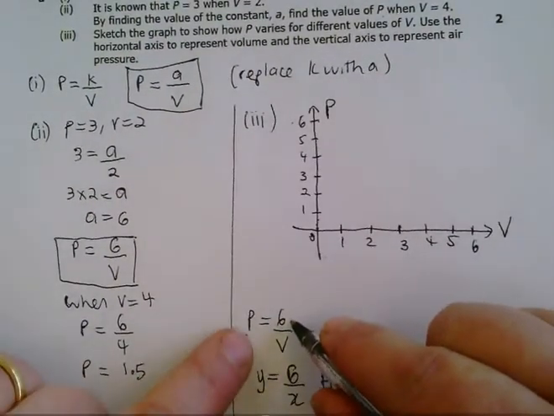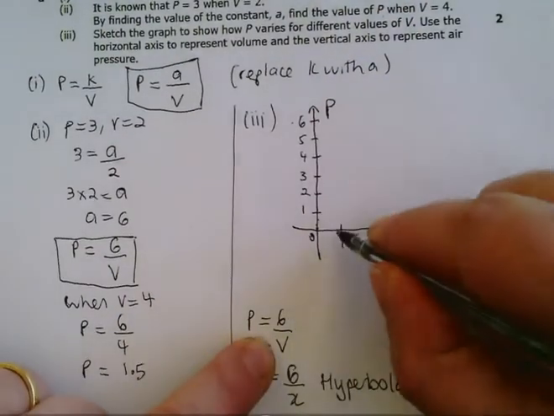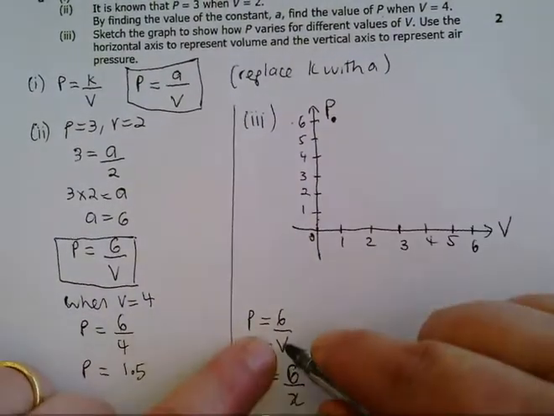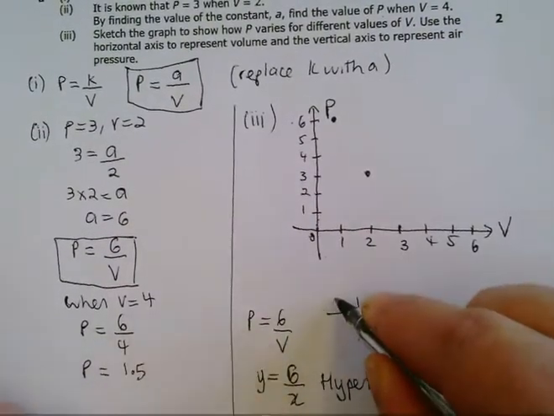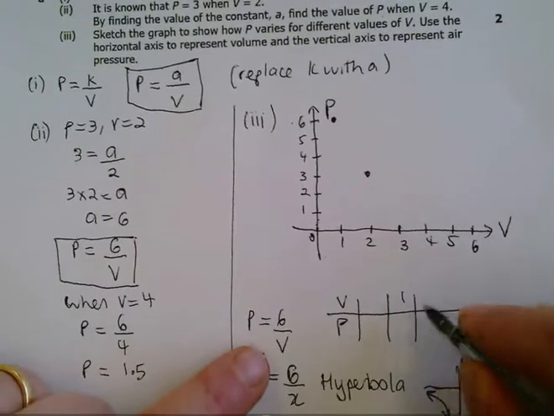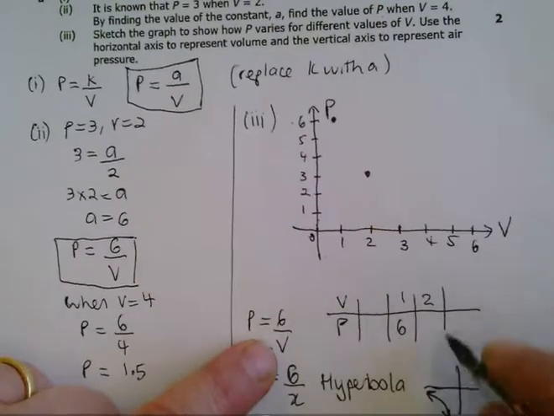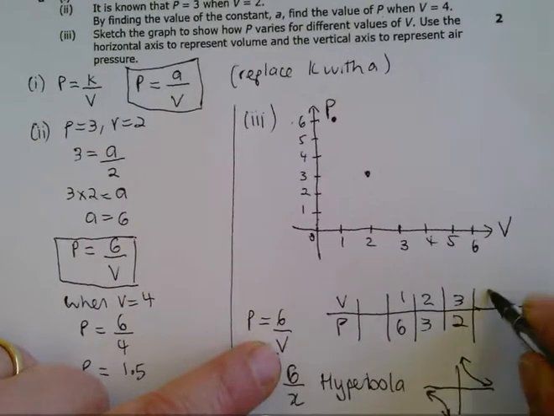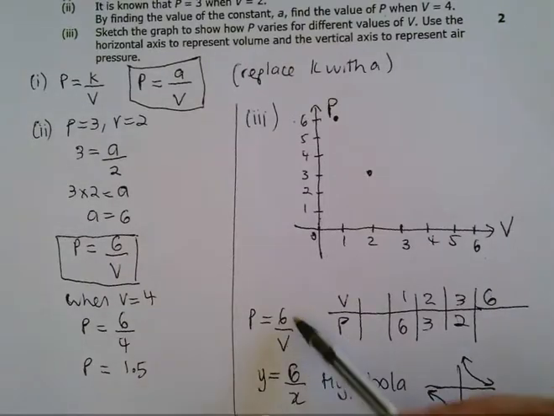So we can use this formula here, or we can substitute from there. I'm going to use the formula. When V is 1, 6 divided by 1 is 6, so the pressure is 6. When V is 2, 6 divided by 2 is 3. We can do a little table of values, V and P. When V is 1, P is 6. When V is 2, P is 3. When V is 3, 6 divided by 3 is 2. And I'm going to do when V is 6, because I'm just finding numbers that divide easily into 6. 6 divided by 6 is 1.